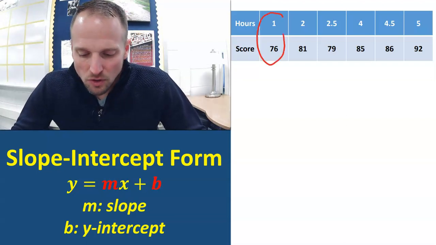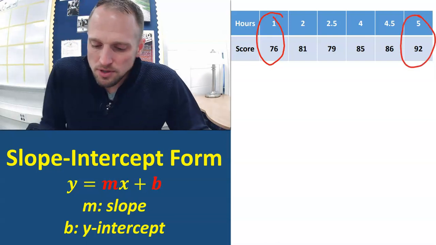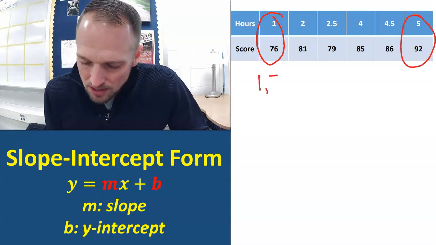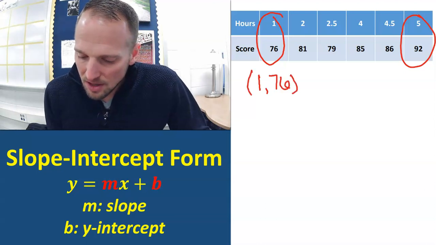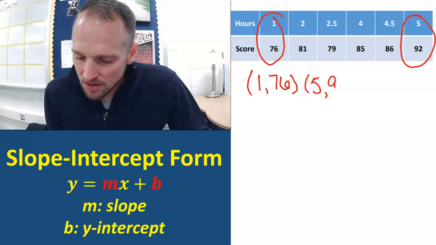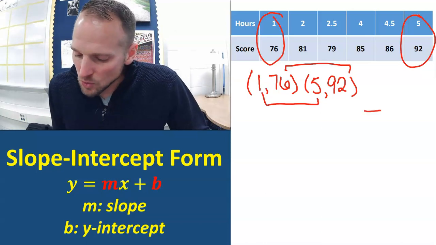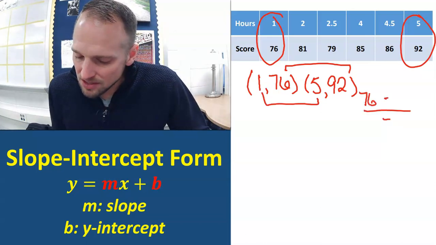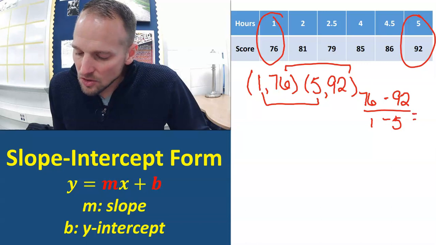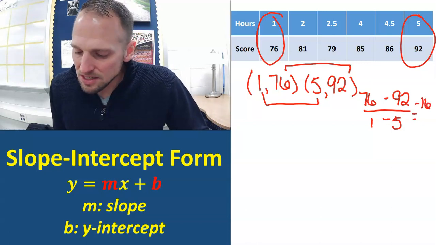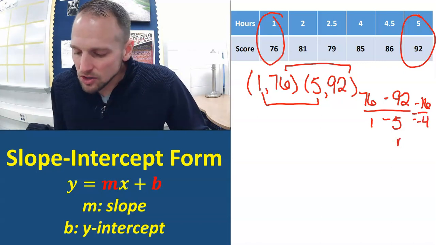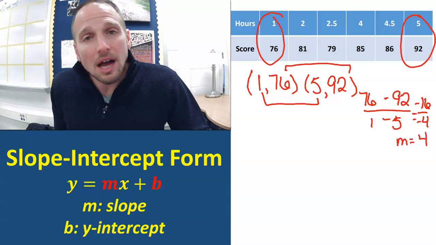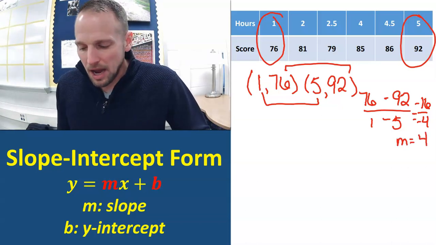Okay, so we're going to use the first point and the last point. So the first point is (1, 76), and the second point is (5, 92). Let's find the slope first. y minus y over x minus x. So I've got 76 minus 92 on the top, and on the bottom, I've got 1 minus 5. So 76 minus 92 is negative 16, and on the bottom, 1 minus 5 is negative 4. So that's going to be our slope. Our m is going to be a positive 4. Negative 16 divided by negative 4 is positive 4.